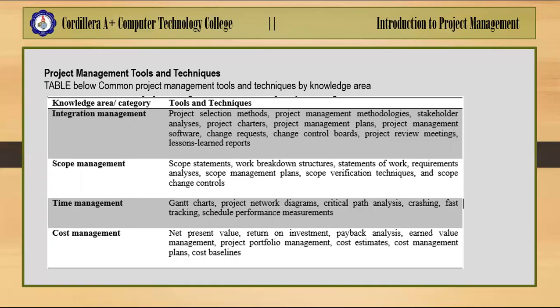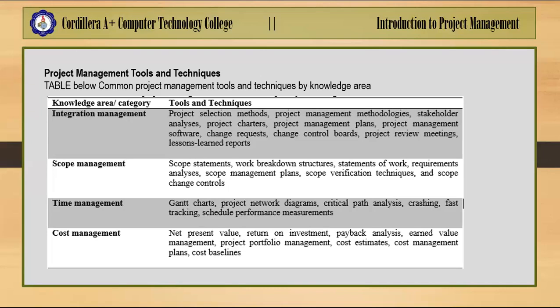So as you can see here in the table below, here is the list of commonly used tools and techniques throughout the project, by the knowledge area. So dito sa left side, you have the knowledge area or category. And for the right side, meron tayong right column, andyan yung tools and techniques.